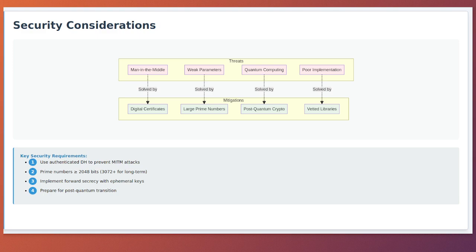Implementation vulnerabilities. Even with perfect mathematics, poor implementation can introduce vulnerabilities. Side-channel attacks might leak information through timing, power consumption, or electromagnetic emissions. Protecting against these requires careful coding and sometimes hardware-level countermeasures. Despite these considerations, Diffie Hellman remains one of our most important cryptographic tools when used properly. The key is understanding these limitations and implementing appropriate safeguards.